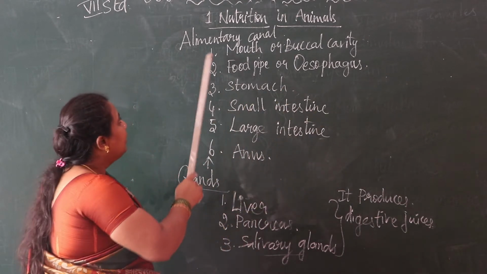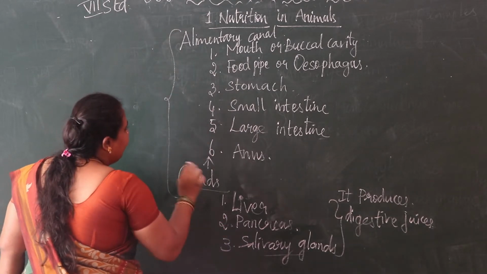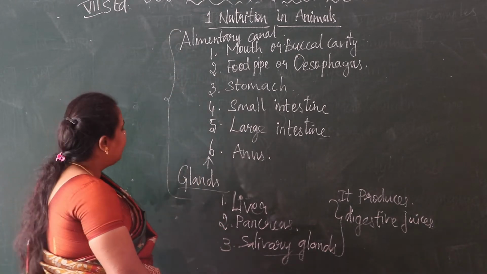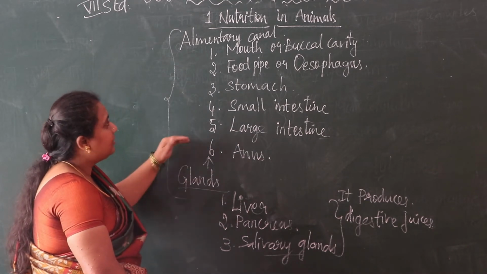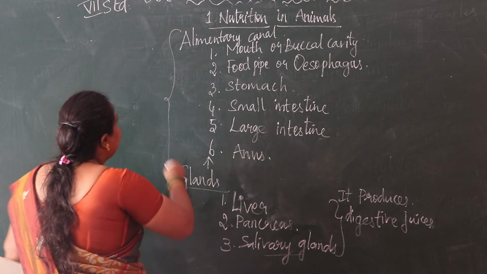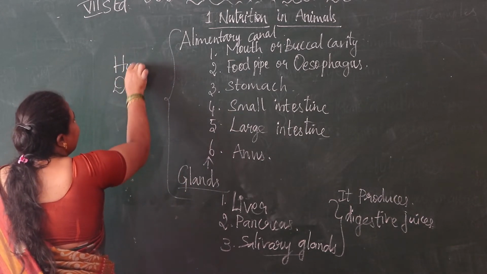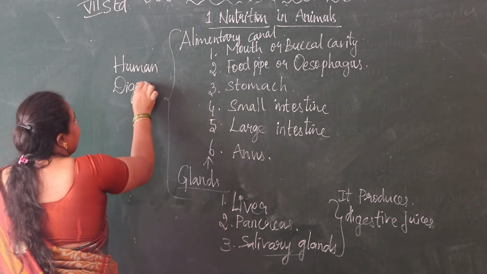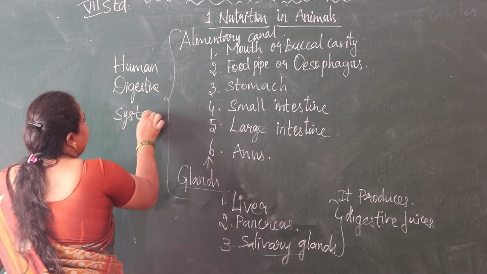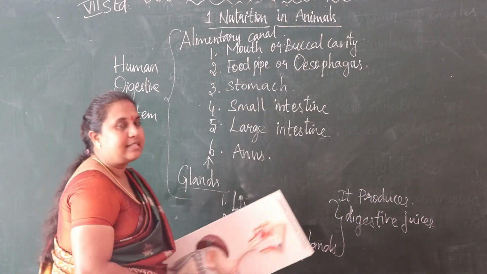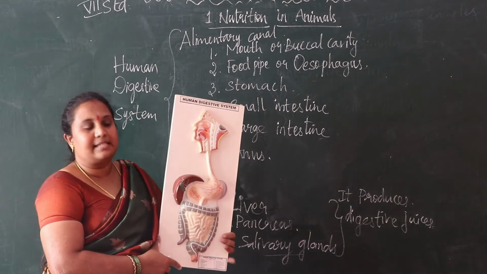Again, let us see both of these: the alimentary canal and the glands. These three glands, when we add them to the alimentary canal, we can say it is the human digestive system.